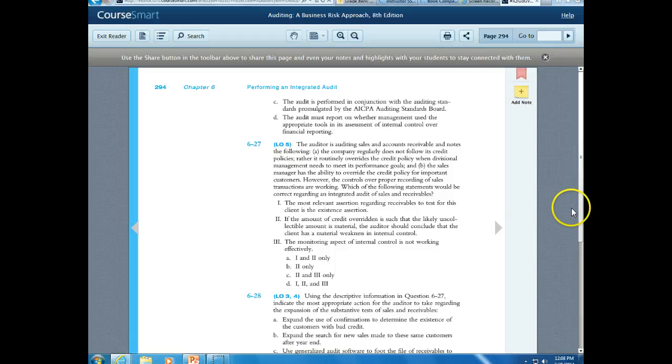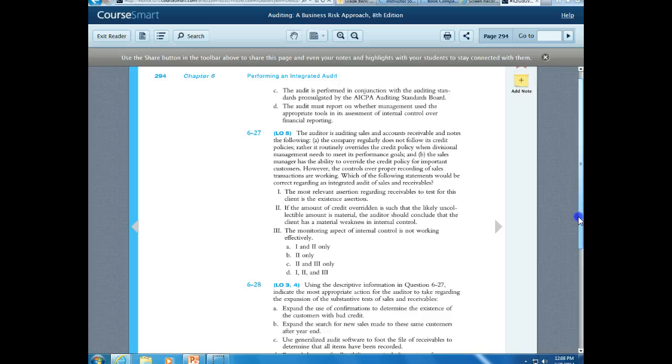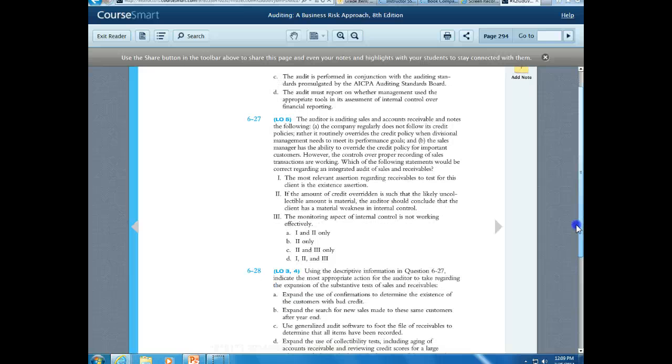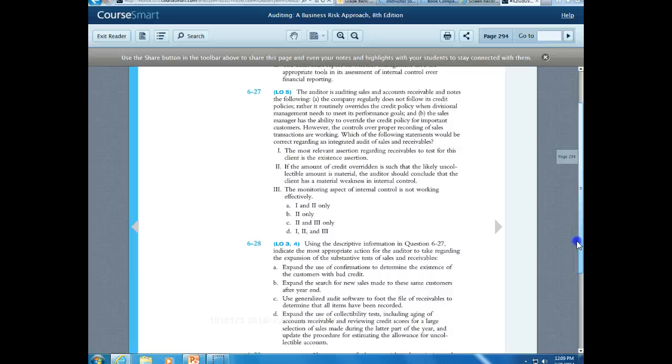So we finished with 627 discussing the integrated audit of sales and receivables, what's important for us. We're going to be concerned when managers just override credit policies in place, correct? Obviously the internal controls aren't working as they should be. Now, does that make us worry that the receivables existence isn't in effect? No, but the fact that we could potentially have some uncollectible accounts if they're overriding those credit limitations could be a concern for us. Let's look at 628.